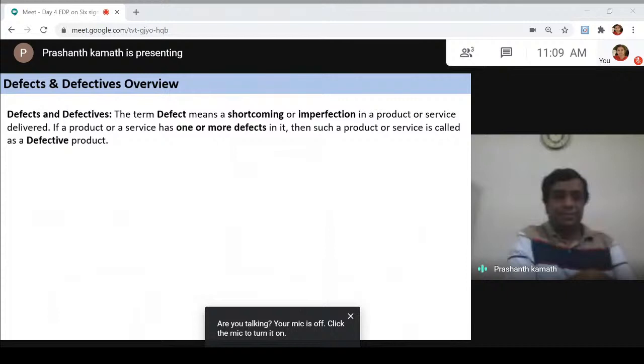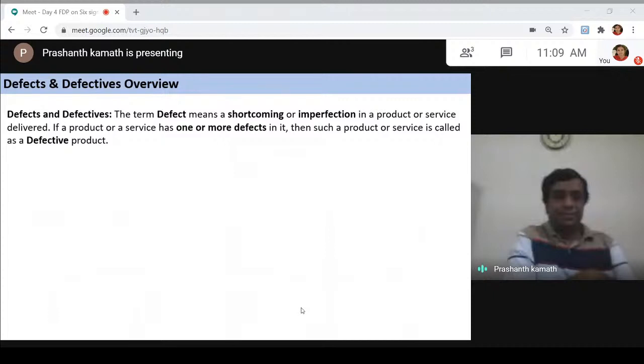So let's first understand the meaning of these two terms. The term defect means a shortcoming or imperfection in a product or service that has been delivered. Something that the customer expected but did not turn out to be there, or a shortcoming because of which the customer is unhappy. That is what we call a defect.